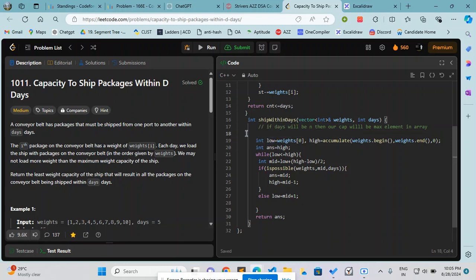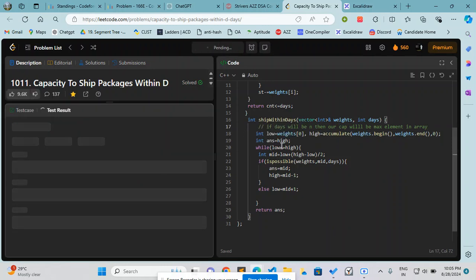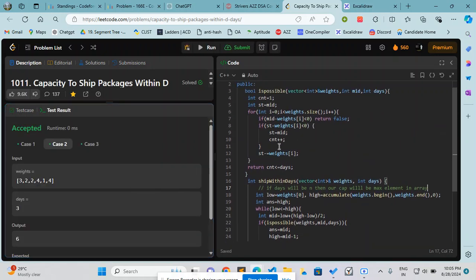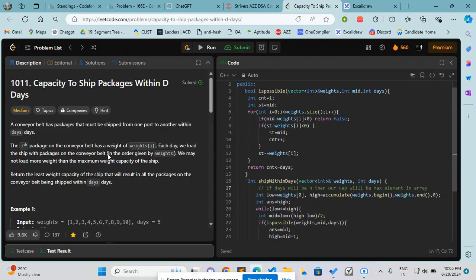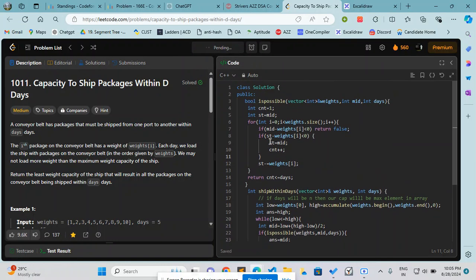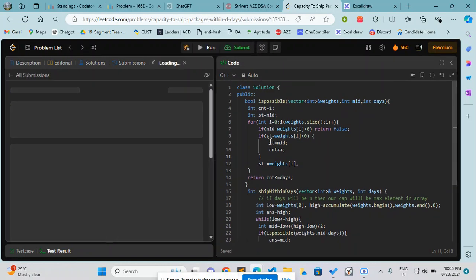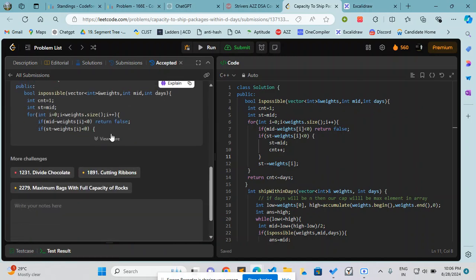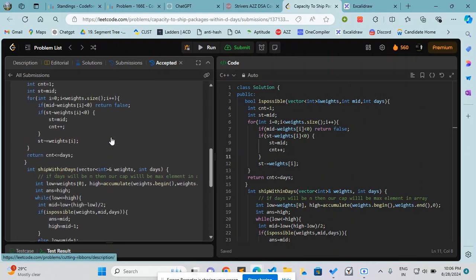So let's try to solve this. Yeah, this is accepted, because we cannot sort the weights, as we only receive the packages in the given order of weights. So let's submit our answer. Yeah, this is submitted, and let's see the time complexity and space complexity of my code.